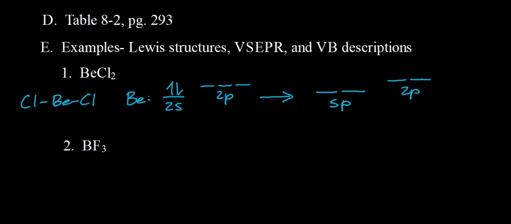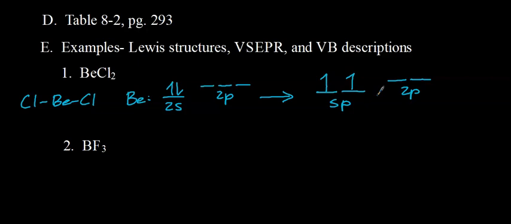Let's show then how the electrons are distributed in these two sp hybrid orbitals. So now beryllium has two half-filled orbitals that it can use to form two covalent bonds with, in this case, the chlorine atoms. And then we have these unhybridized 2p orbitals here. In this case, they don't do anything, but those unhybridized p orbitals will be important later on.